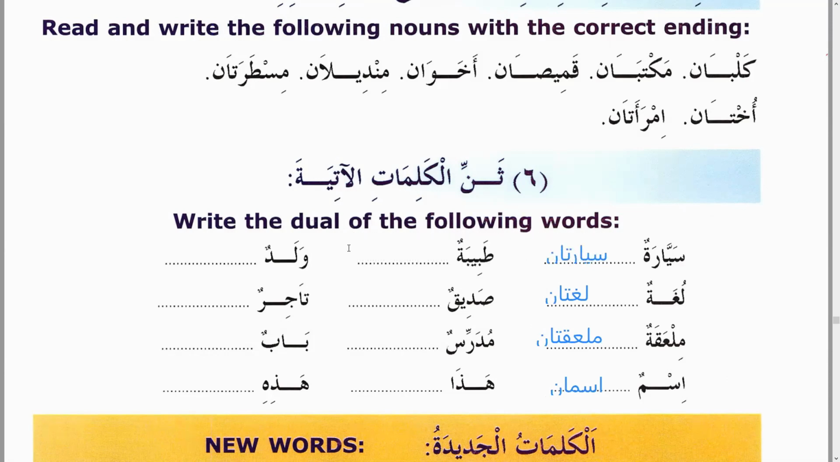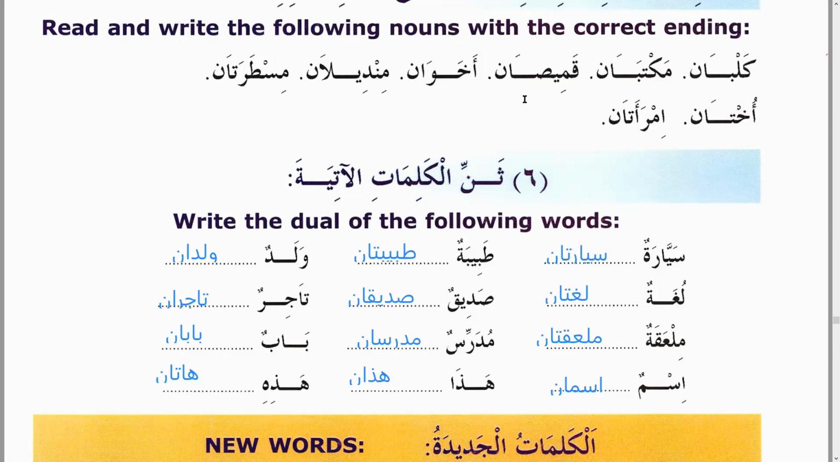Tabibatun, tabibatani, two female doctors. Sadiqun, sadiqani. Mudarrisun, mudarrisani, two teachers. All are ani. Hada, hadani. Waladun, waladani, two boys or two children. Tajirun, tajirani. Babun, babani, door. Hadihi is hatani. And this is done with our duals.